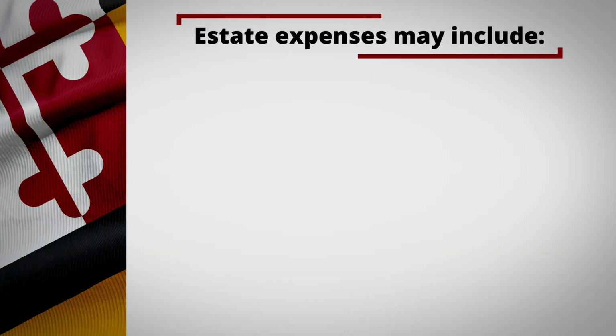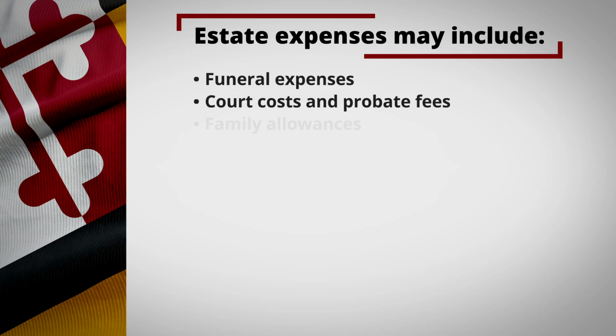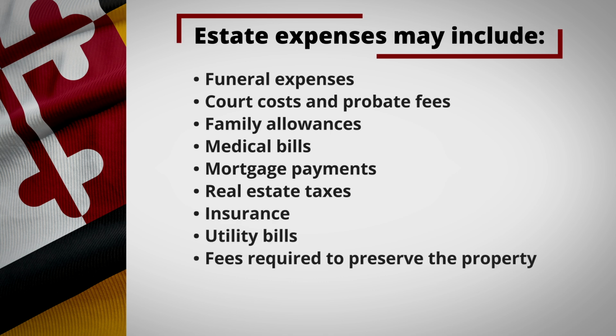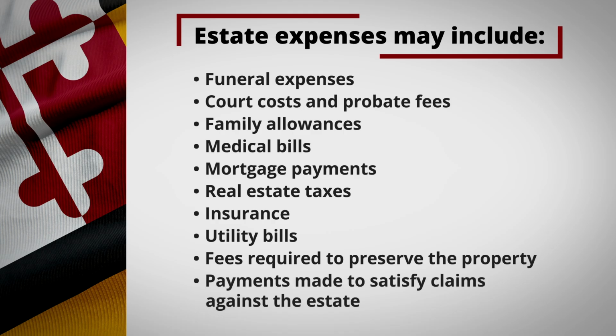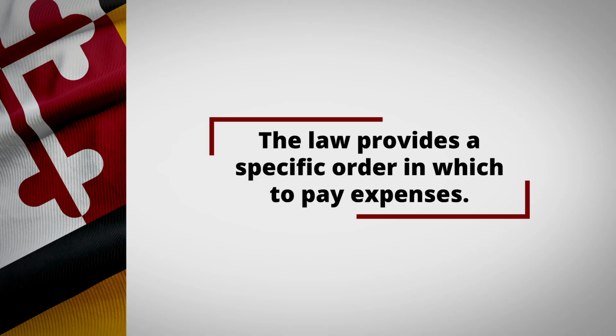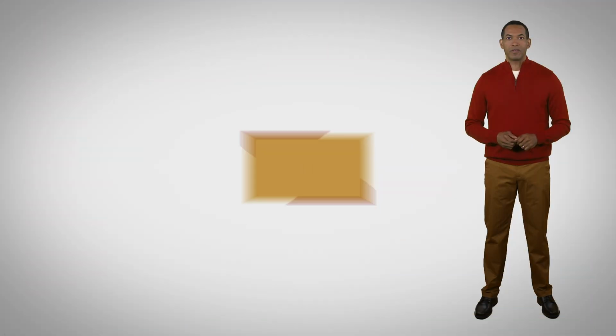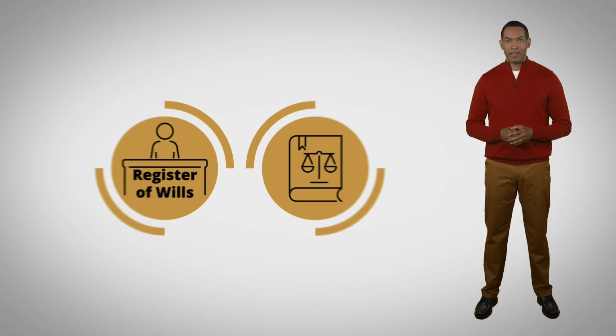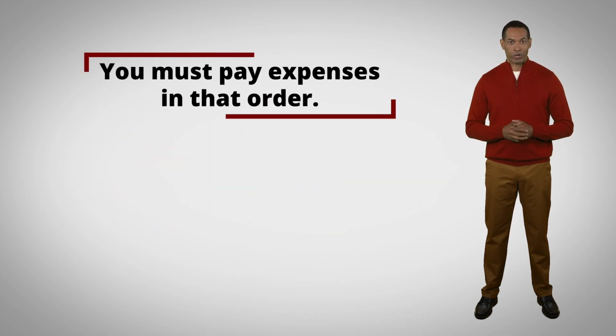Estate expenses may include funeral expenses, court costs and probate fees, family allowances, medical bills, mortgage payments, real estate taxes, insurance, utility bills, and any fees required to preserve the property, and payments made to satisfy claims against the estate. The law provides a specific order in which to pay expenses. The Register of Wills gave you a copy of this law when you were appointed. You must pay expenses in that order.